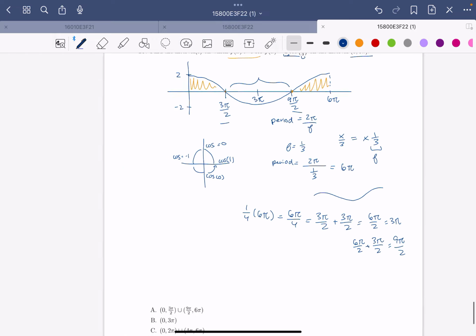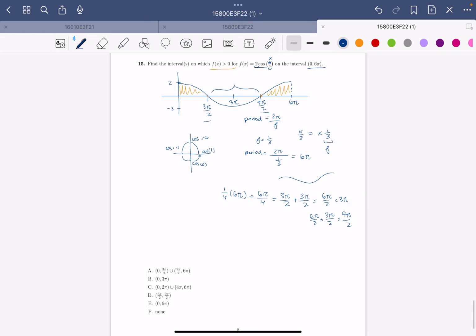Now, if we want to write this in the form of the answer, we can see that f of x is greater than 0 from 0 to 3 pi over 2 and 9 pi over 2 to 6 pi. So that gives us an answer of A.